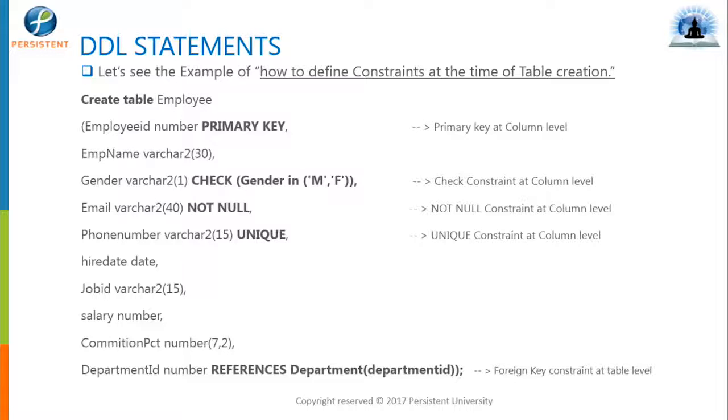Here I am creating an employee table with specified columns. Here I need to apply a primary key constraint on employee ID column. For that, we need to specify first column name, then data type, space, and then constraint name. Also, I have applied a check constraint on gender column to ensure the value should be either M or F. Then not null constraint on email ID column and unique constraint on phone number column. Now I want to apply foreign key on department ID column, which should refer to department table's department ID.